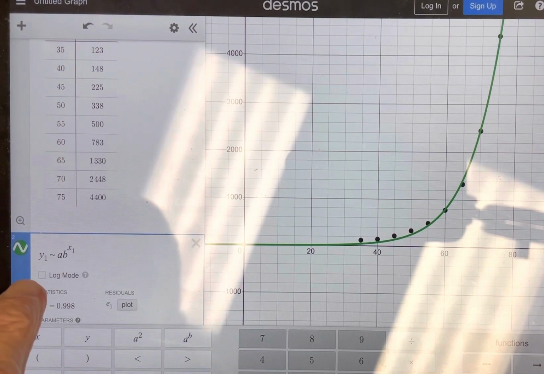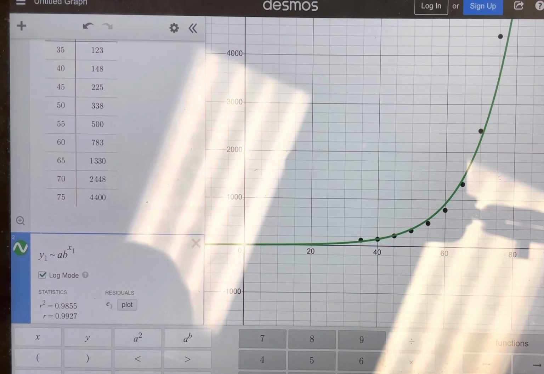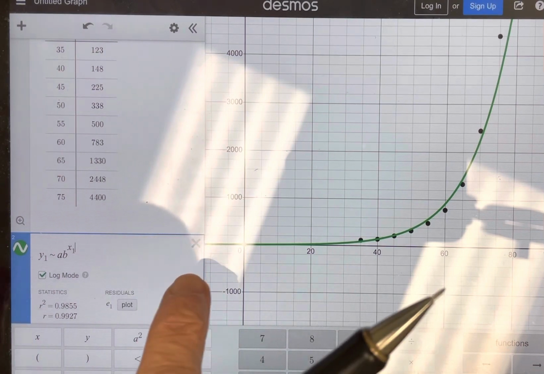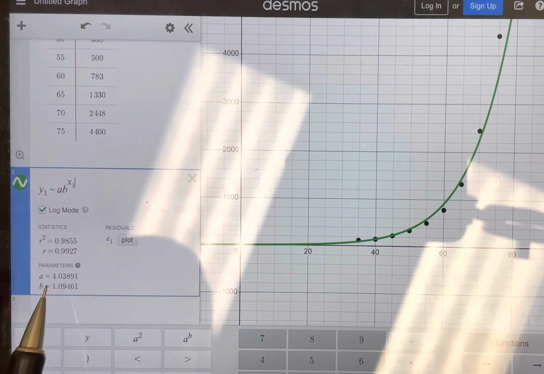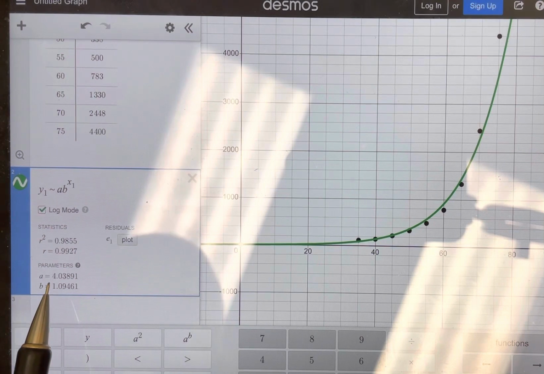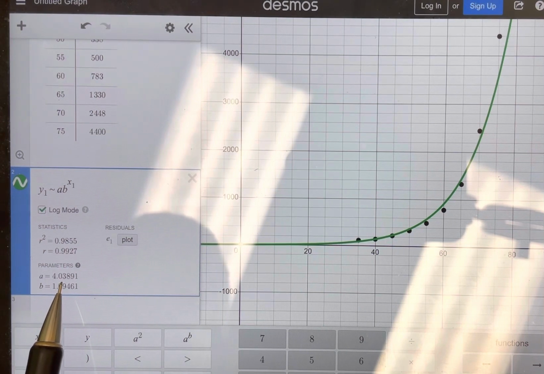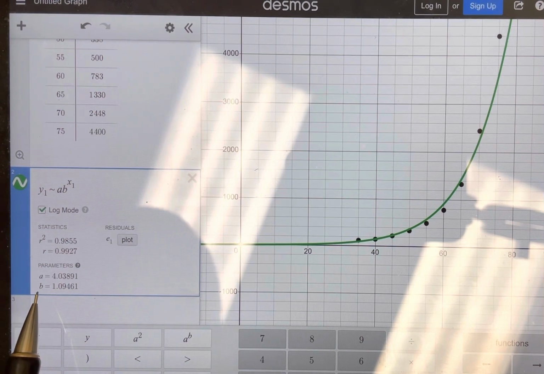Okay, and again, I say you want to check the log mode button. I don't recall exactly what it does. I'm not even sure I can explain it, but you want to check the log mode button. I'm going to scroll down a little bit here, and it gives you what A and B are. A is 4.03891 and B is 1.09461. We'll go to 4 decimal places when we look at that and when we come up with ours.